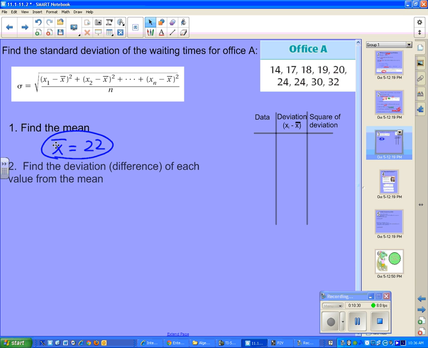And we're going to find the deviation, the difference of each of these values that we have up here from the mean. So in my little table here, I have this set up to help us. Let's enter all of our data points. So we had 14 and then 17 and so on.